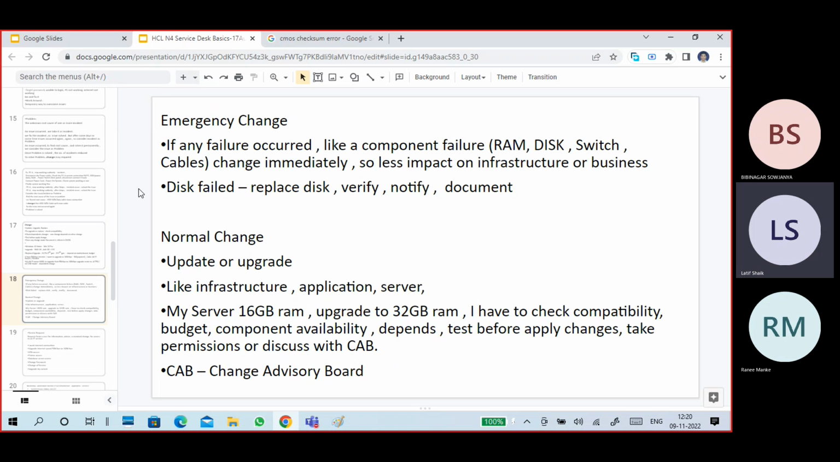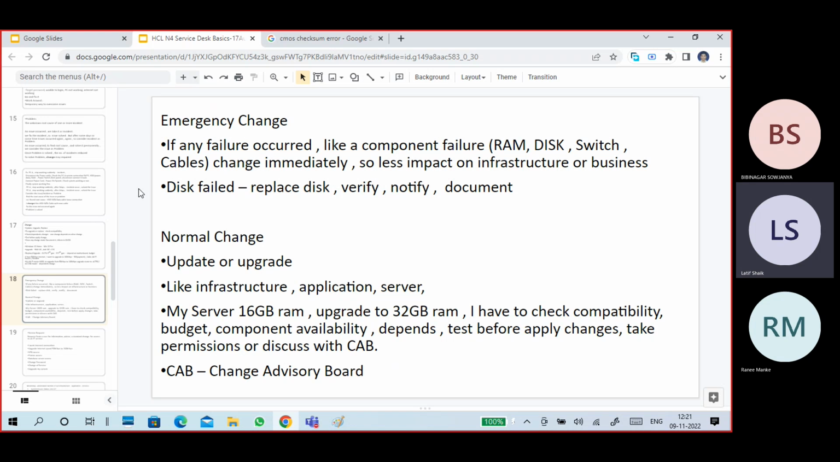Next one is emergency change. For example, suddenly a server is down and you go and check it, then you find it is a problem with your RAM connectivity. RAM has failed. You have to change the RAM, but you cannot follow all these procedures. So you have to go and change the RAM immediately and make sure that services start running. So when any component failure occurs, we go and change it immediately, so there is less impact on the infrastructure or the business.